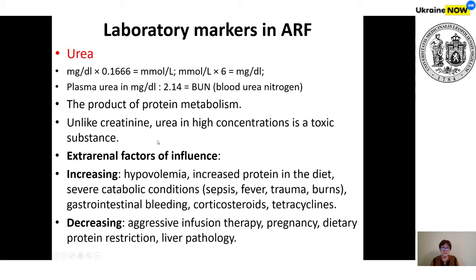And there are also many extrarenal factors influencing plasma urea. Increasing factors are the following: hypovolemia, increased protein in the diet, severe catabolic conditions such as sepsis, fever, trauma, burns, gastrointestinal bleeding, corticosteroids, and tetracyclines. Decreasing factors are aggressive infusion therapy, diluting blood, pregnancy, dietary protein restriction, and liver pathology. Urea is synthesized from ammonia in the liver.